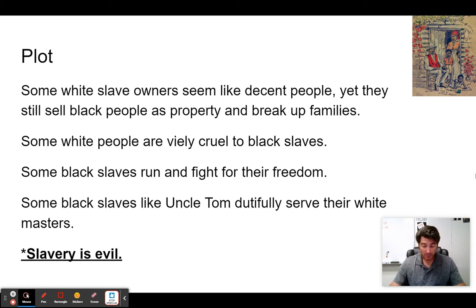Augustine St. Clair gratefully agrees to buy Tom from Haley. Tom travels with St. Clair to the home in New Orleans, where he grows increasingly invaluable to the St. Clair household and increasingly close to Eva, with whom he shares a devout Christianity.